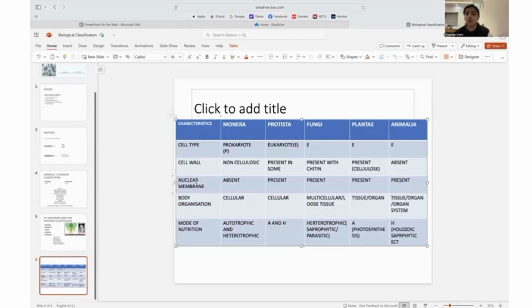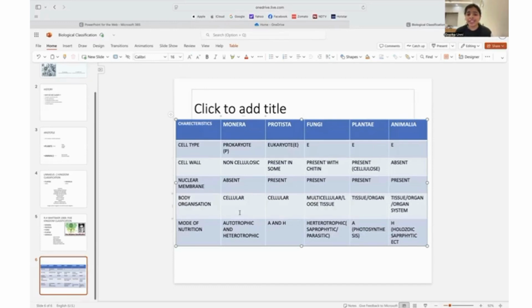The nuclear membrane, as I told you, prokaryotes do not have a nuclear membrane and eukaryotes have one. So from that logic, you can conclude that in prokaryotes the nuclear membrane would be absent, and for the rest it's present because they are eukaryotes. You need not simply memorize the table by heart, you can use logic and understand it.